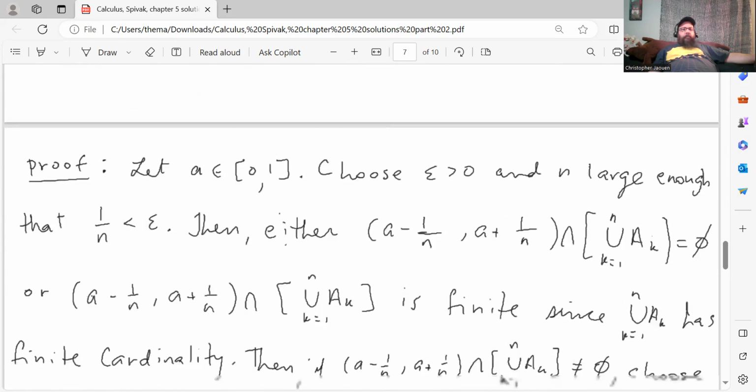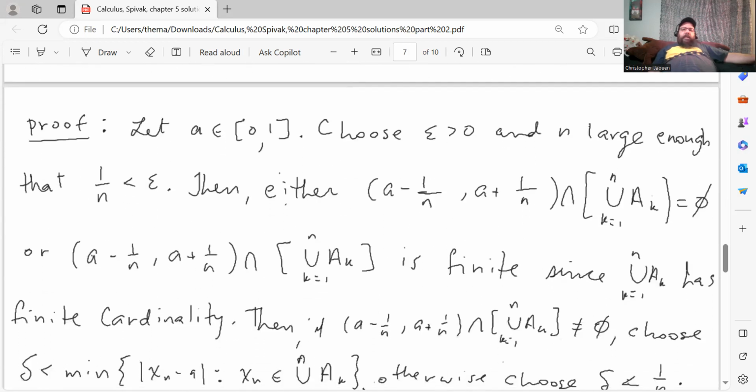Right, so here's my proof. Let a be an element of that interval. Choose epsilon greater than 0 and n large enough such that 1 over n is less than epsilon. Then, either the interval (a minus 1 over n, a plus 1 over n) intersected with the union of the sets a_k, where k goes from 1 to n, is empty or else it's finite, since the union of the a_k where k goes from 1 to n has finite cardinality, because each of the a_k has a finite number of things in it.